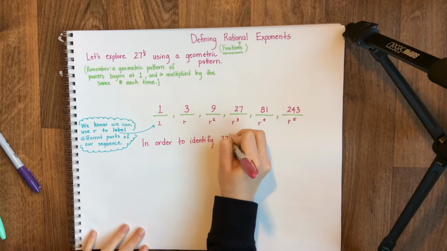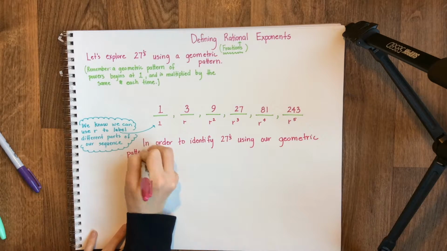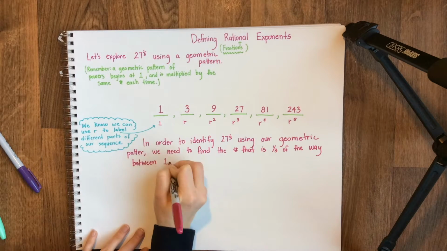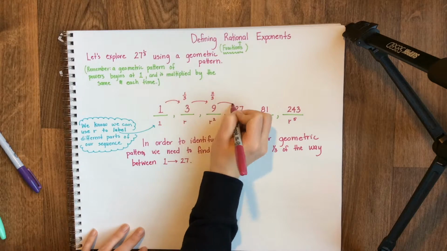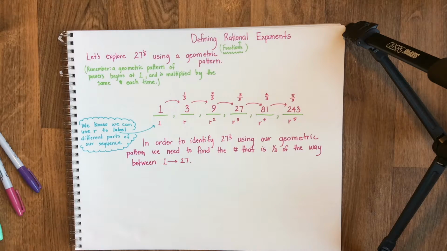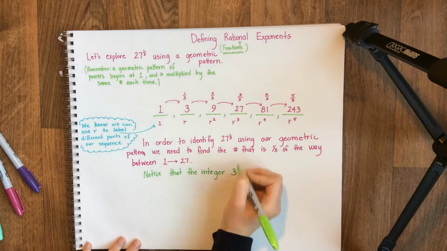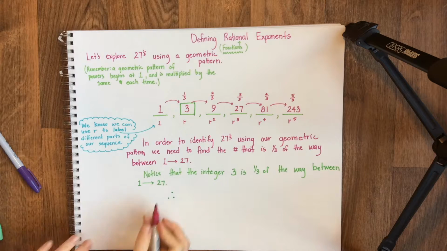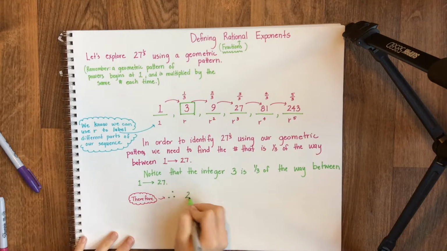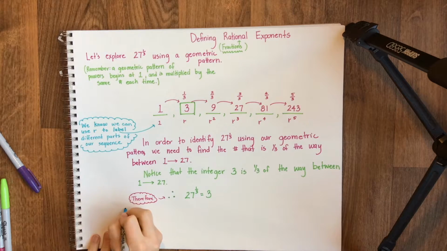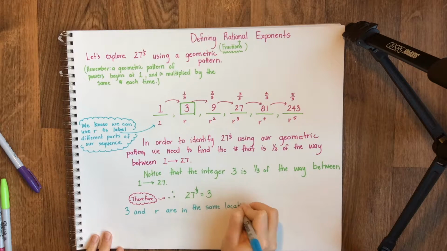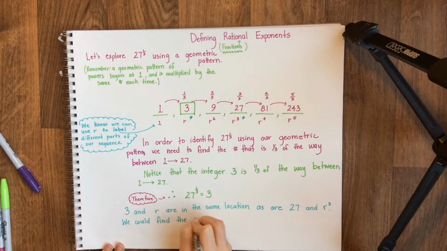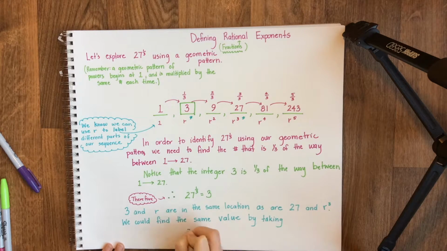We can use our sequence to give meaning to the idea of 27 raised to the 1/3 power. We need to identify the value that is 1/3 of the distance between 1 and 27. If we label the distances between 1 and 27, we can see that 3 is 1/3 of the way between 1 and 27. Therefore, 27 raised to the 1/3 power equals 3. Notice that 3 and r are in the same location, as are 27 and r cubed. We could find this same solution by taking the cube root of 27, which equals 3.